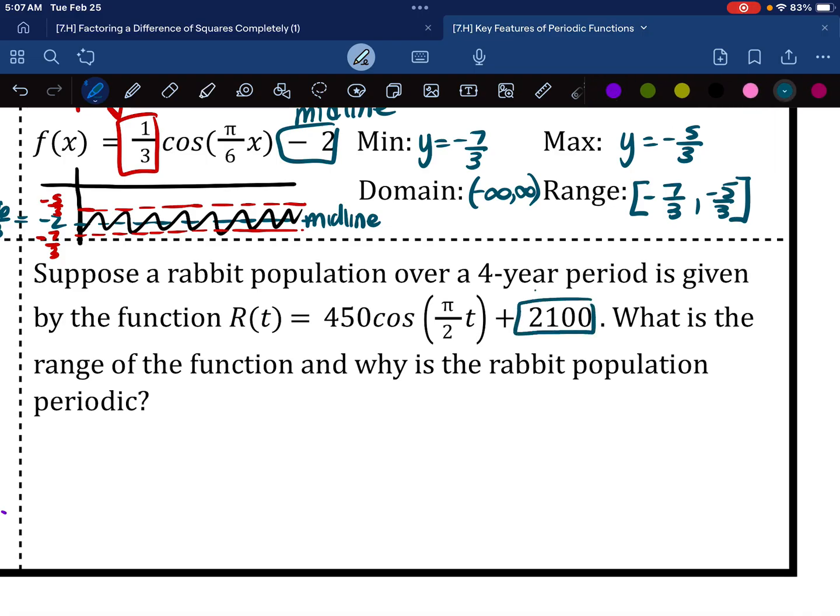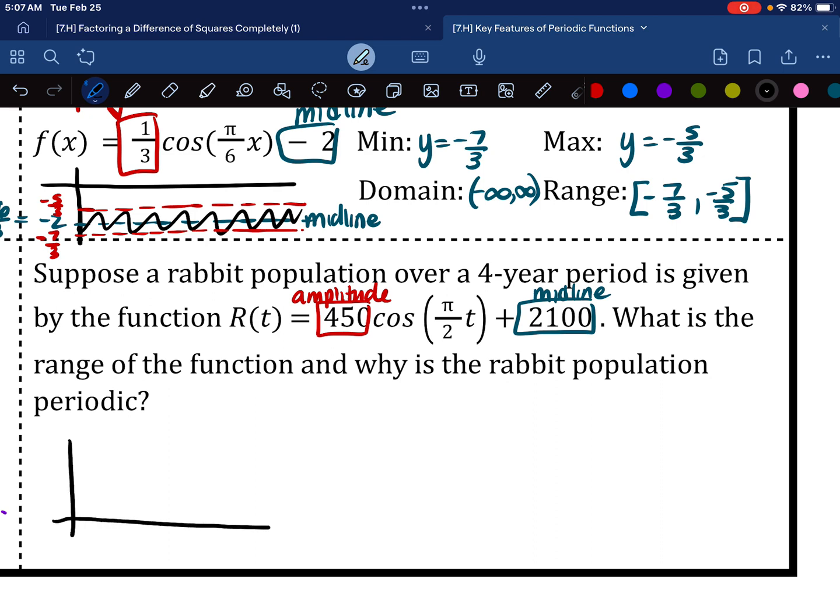All right, this here's your midline. This here's your amplitude. Okay, so if I'm thinking about a graph, right, that 2100, that midline, is moving up by 2100. All right, so then I'm going to draw my little woo, woo, woo, woo, woo, woo, woo.